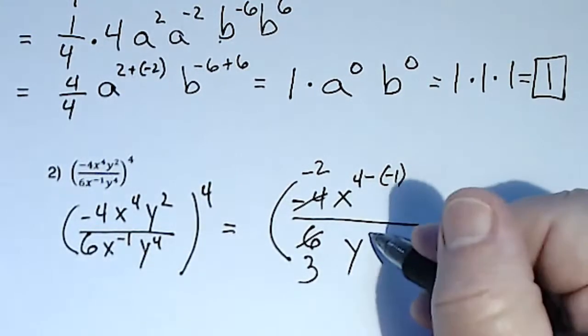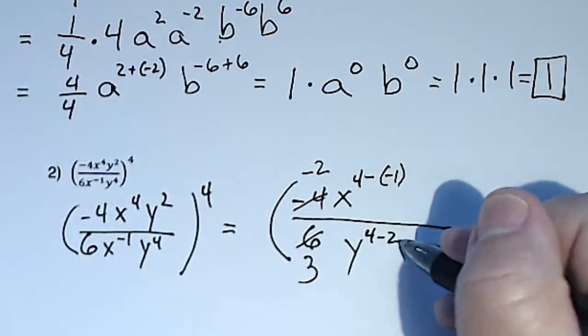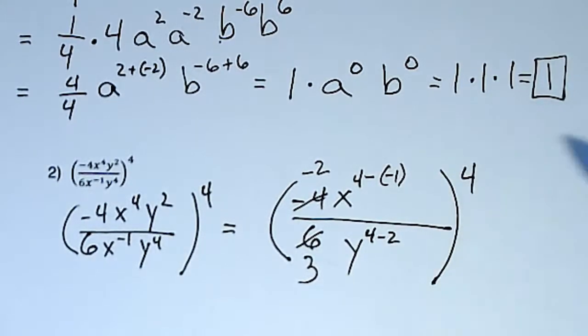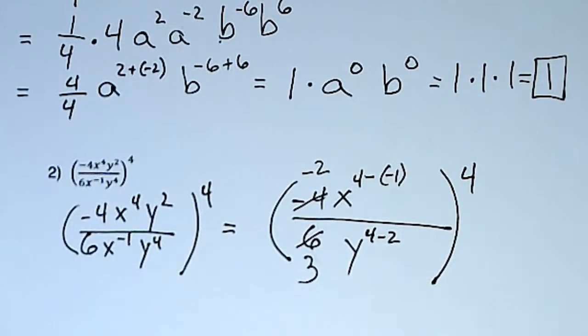There are 4 of them downstairs, y to the fourth. And then there are 2 of them upstairs, y squared. And so I'm going to subtract the 2 that we're moving. I have yet to use the 4, so I leave the 4 on the outside. It's just waiting its turn. So now I've got -2 x to the fifth all over 3y squared, that whole thing to the 4.